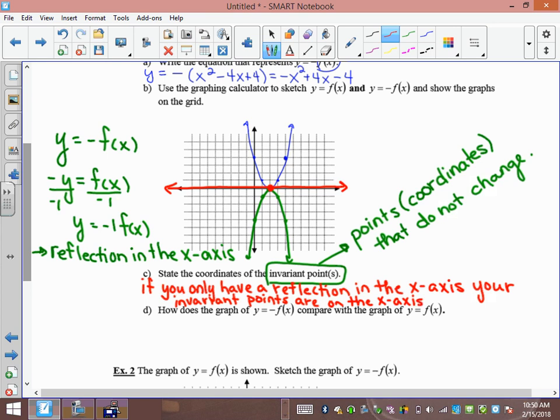So what would the invariant point be for this graph? 2, 0. That one. Yep.